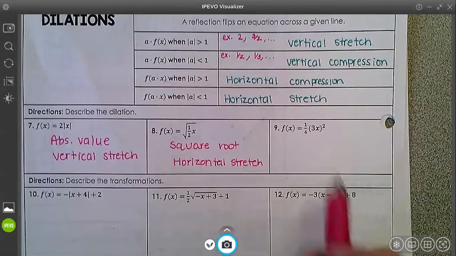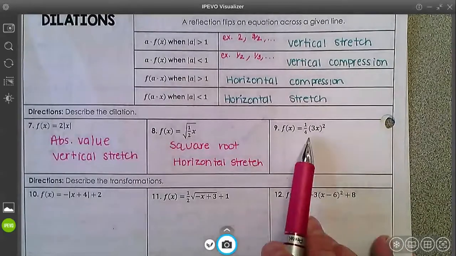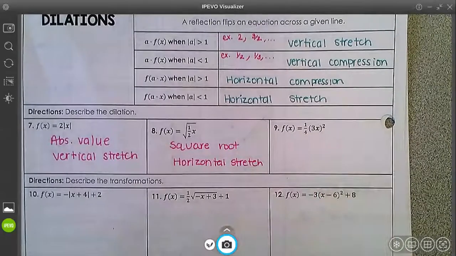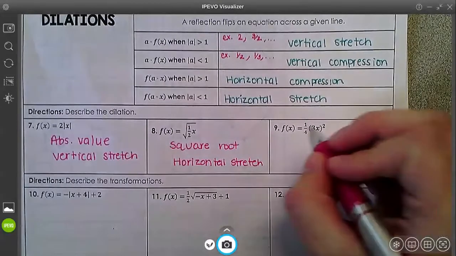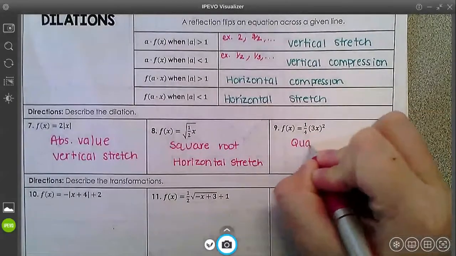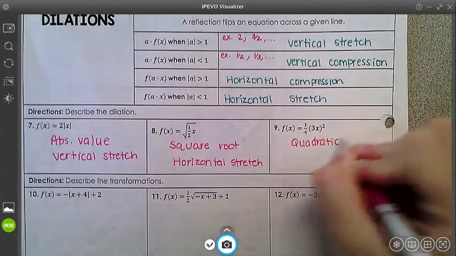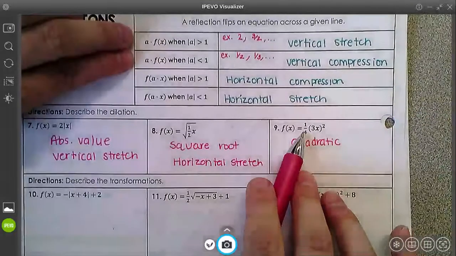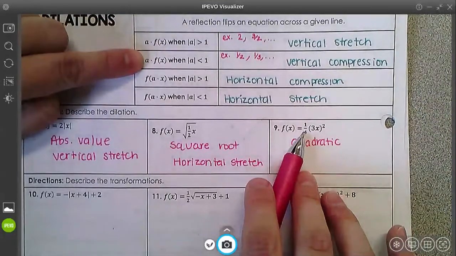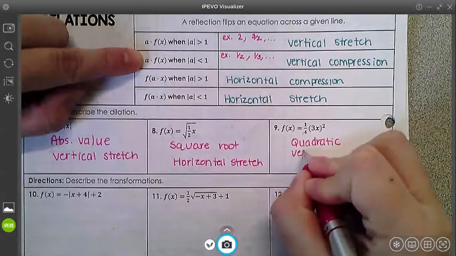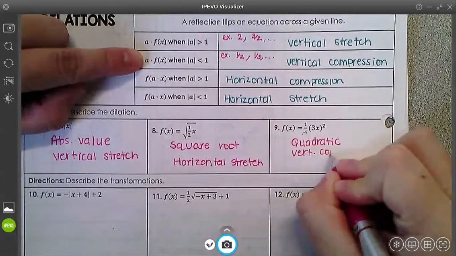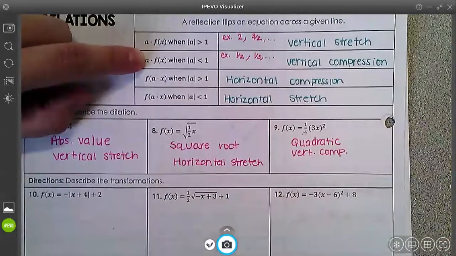And number 9, we have 2 things. First off, what type of function is it? Quadratic. The number on the outside is less than 1, so this would be a vertical compression. And you can abbreviate if you want.